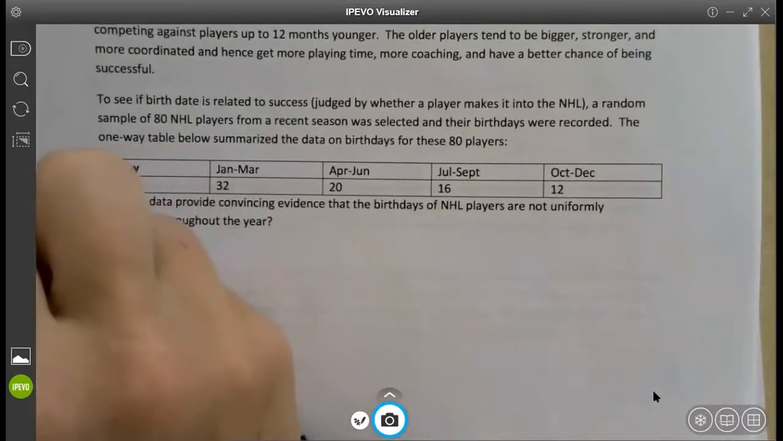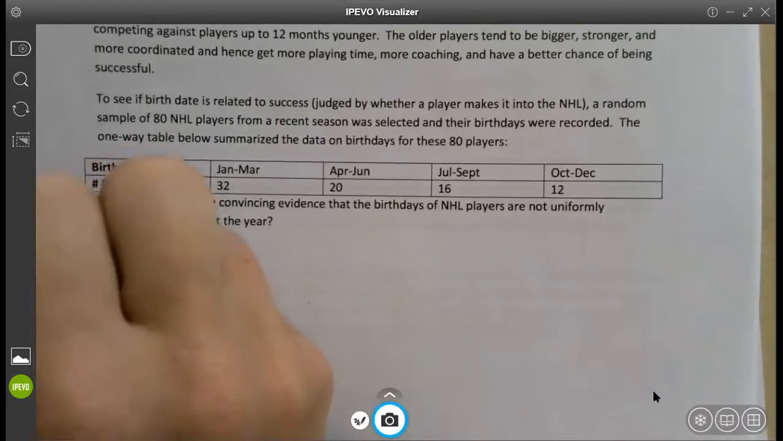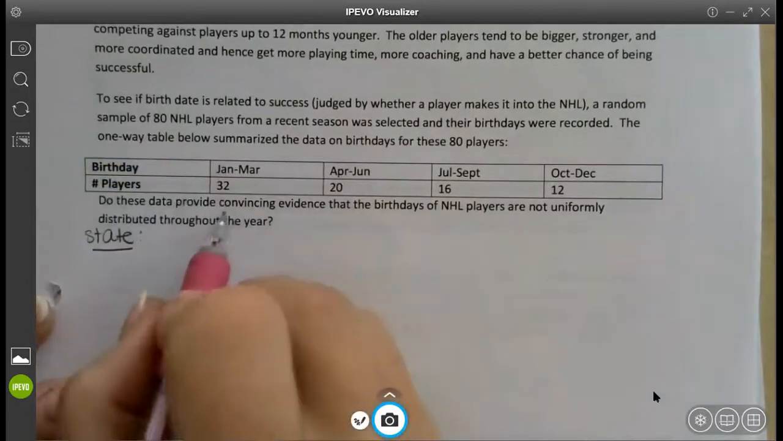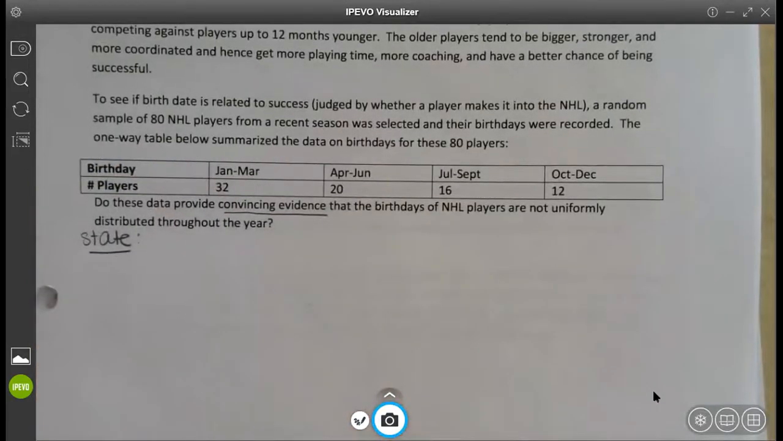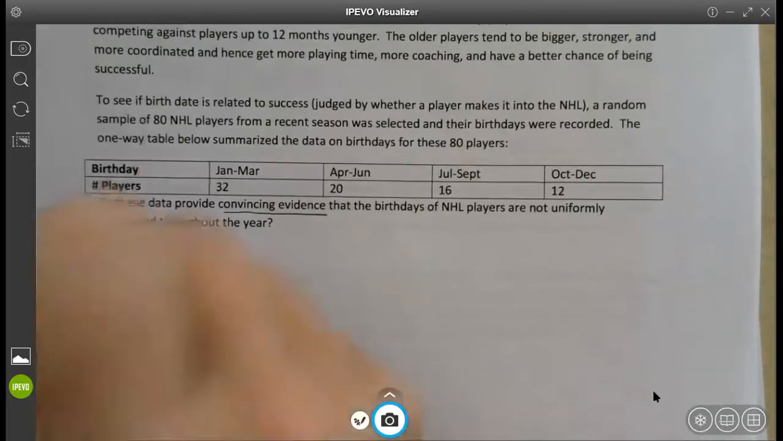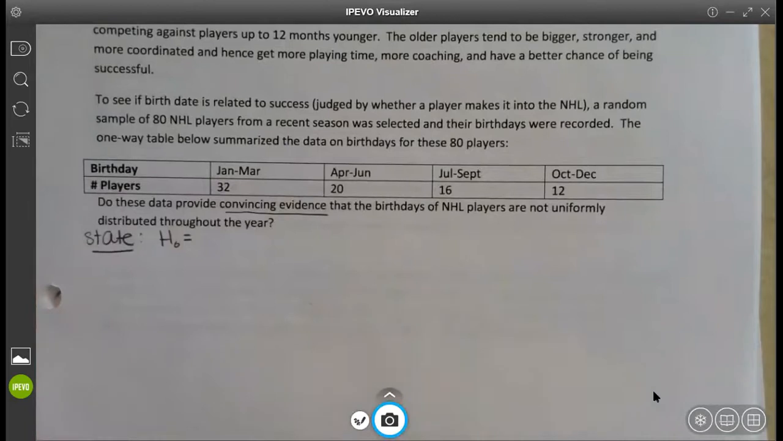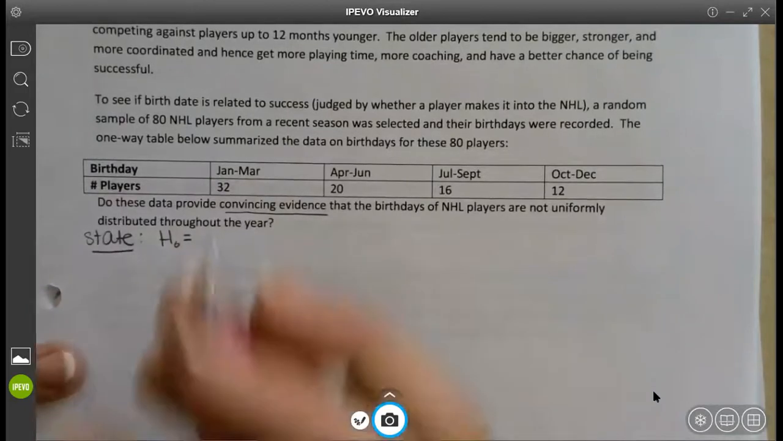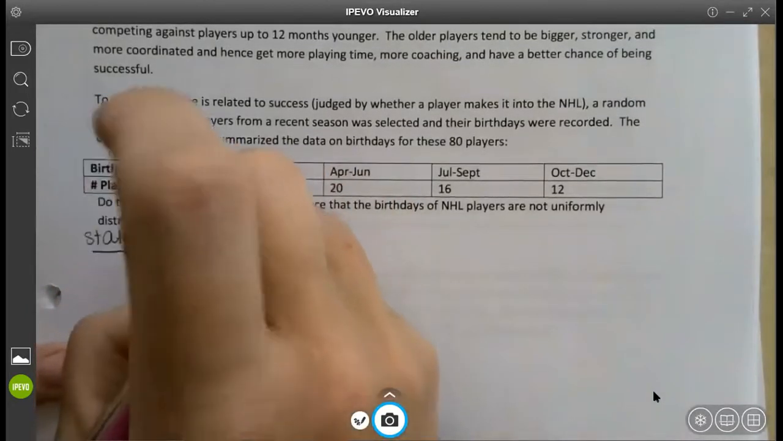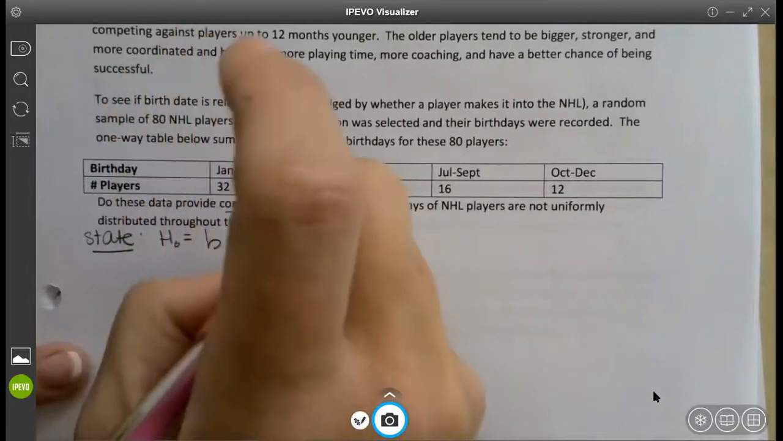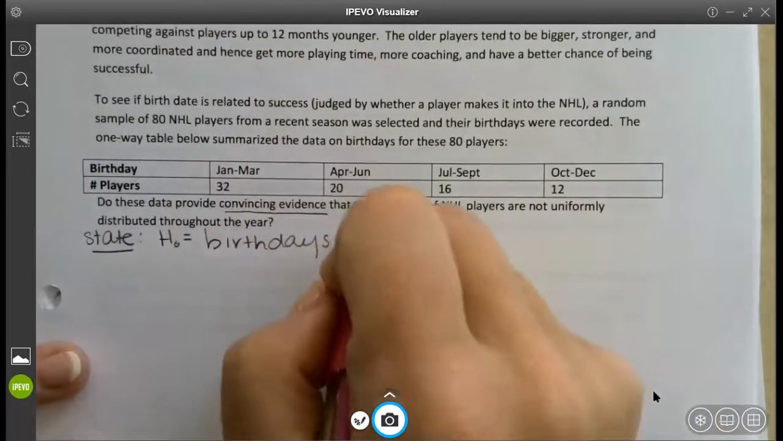So this is a state plan do conclude. And since it's convincing evidence, we're doing hypotheses. So your null is going to be that birthdays are evenly distributed.